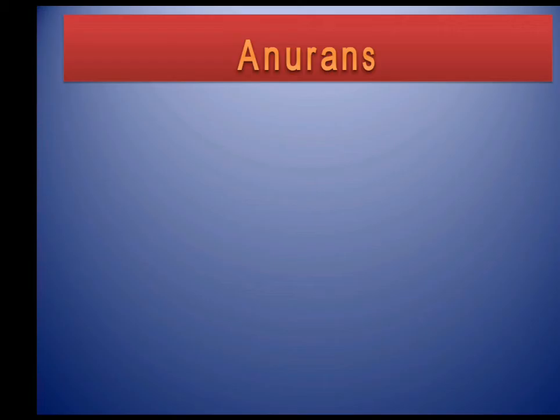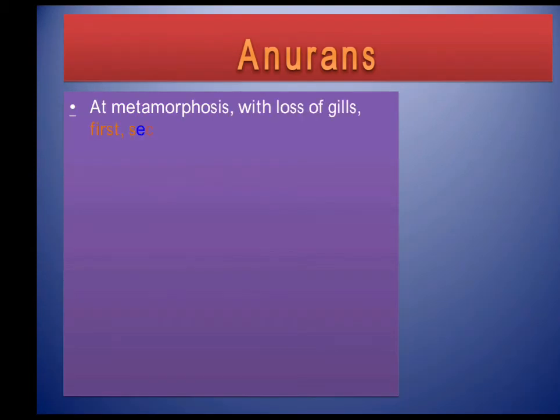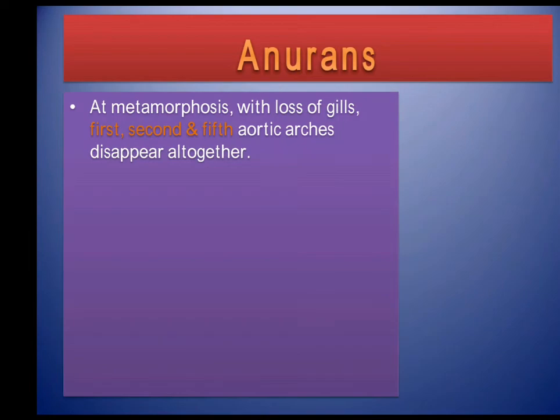Now students, if we go further, after urodeles we have the anurans. So in anurans, after the metamorphosis, the gills are lost. So here we have the first, second, and fifth aortic arches disappeared. So what we have is number 3, 4, and 6.